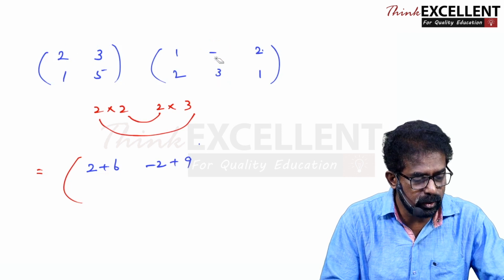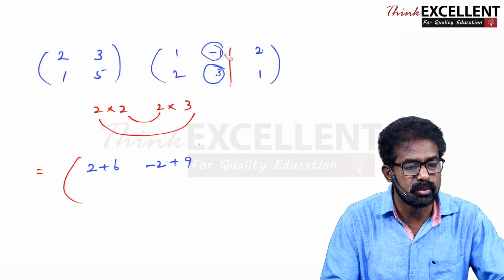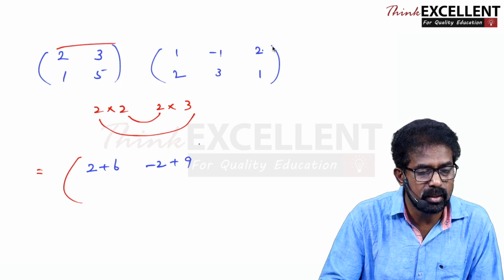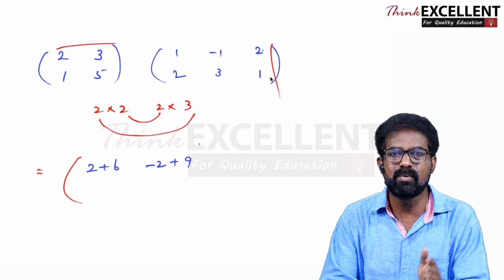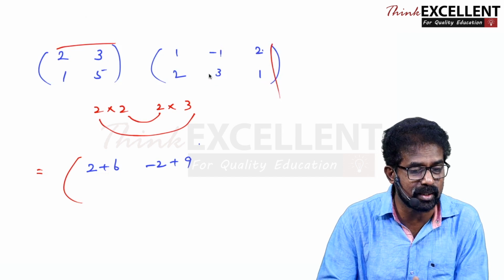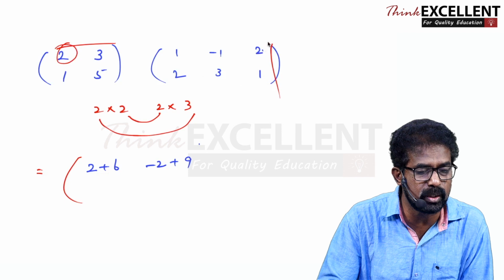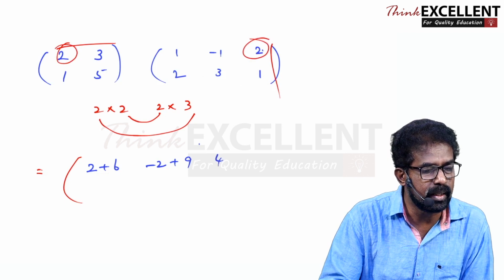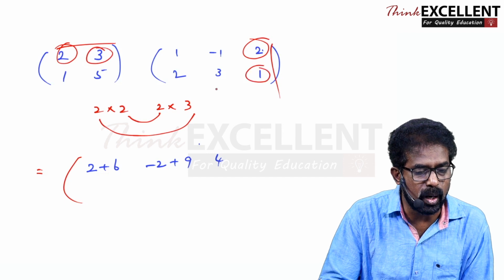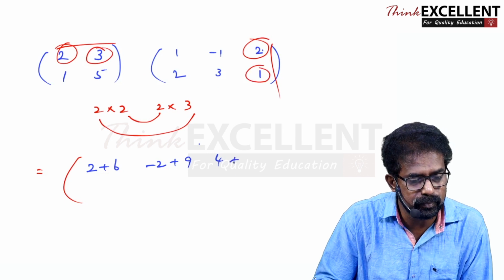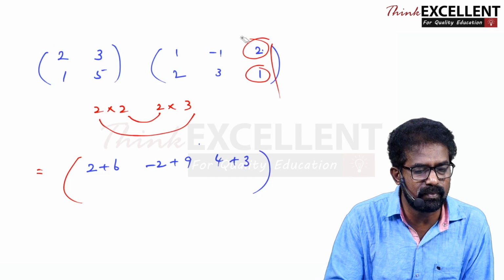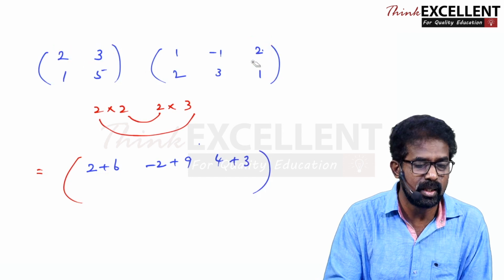Now next we are going to do for the third one. So for that what you do? First row, third column. First row, first column, first row, second column. Now first row, third column. See what is the meaning of that? 2 into 2, it is 4. Then 3 into 1, it is 3. So first row is over. First row, first column, first row, second column, first row, third column.